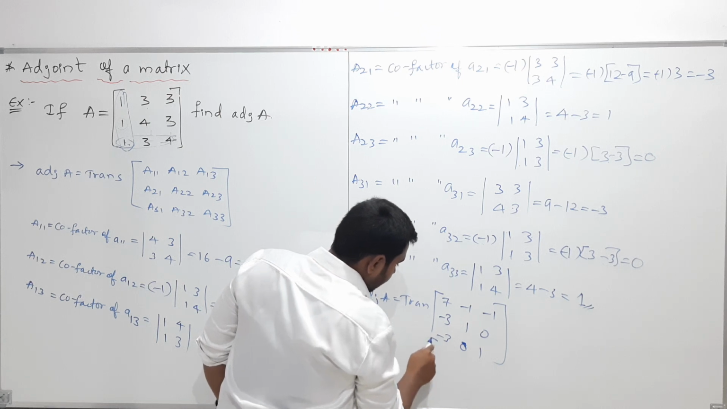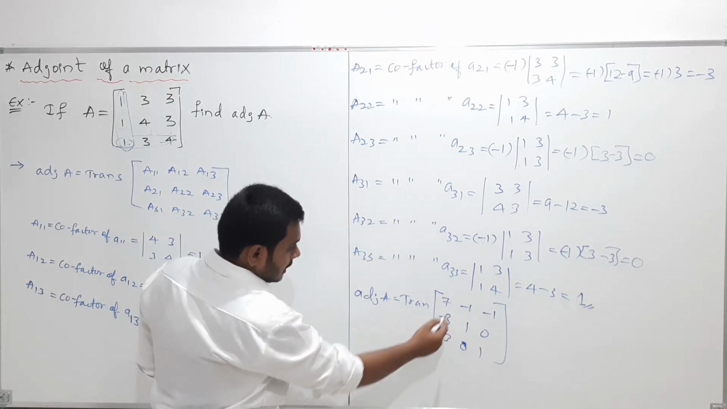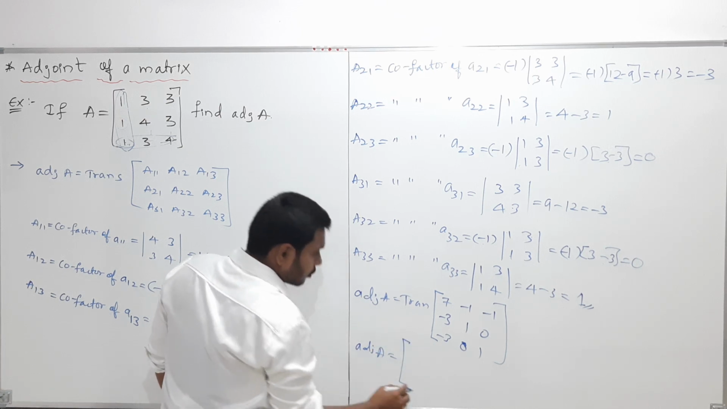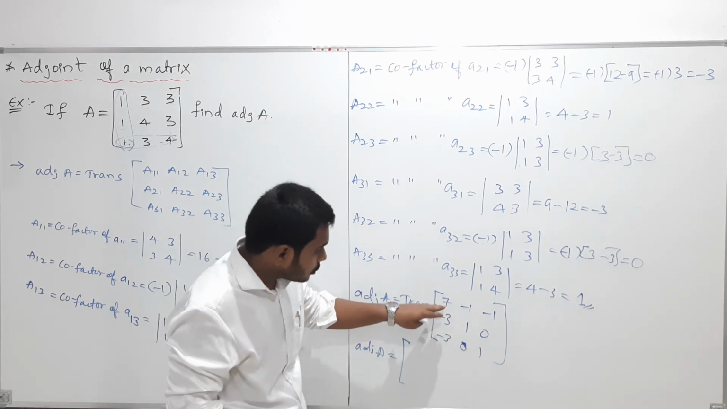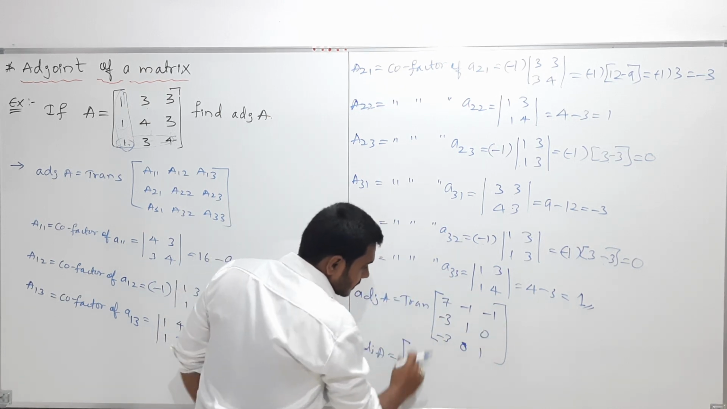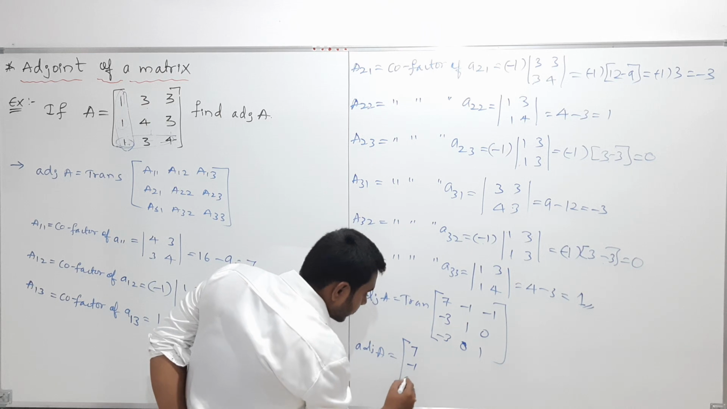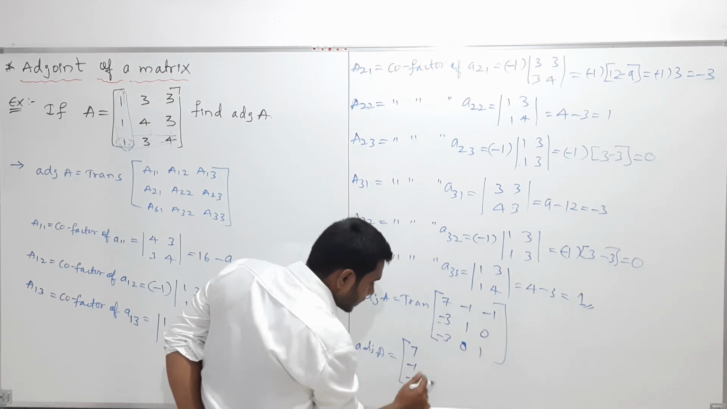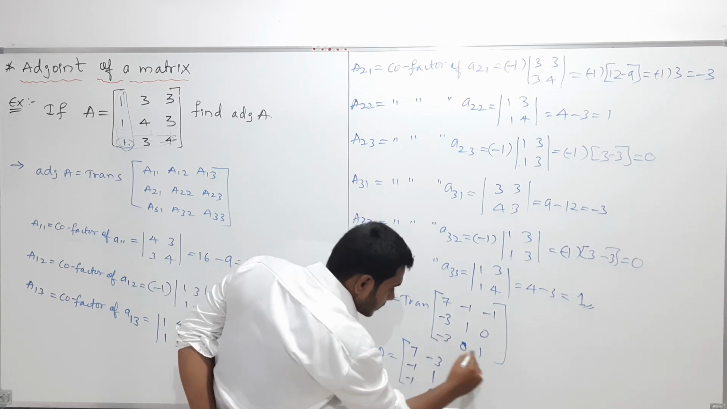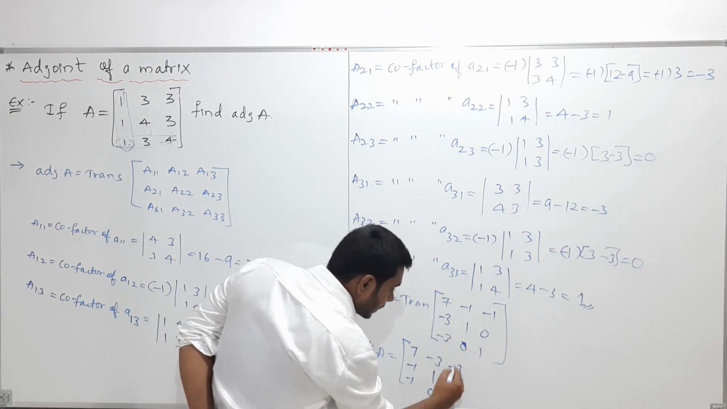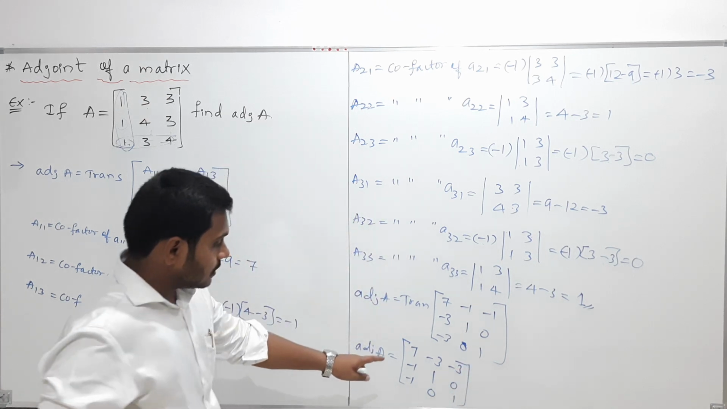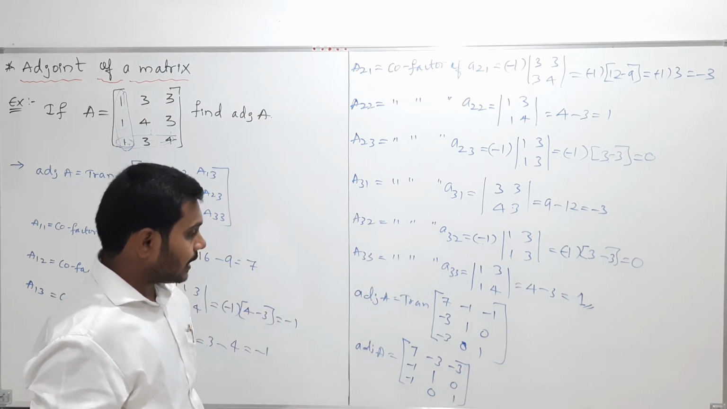So you should take the transpose of this. To take the transpose of this matrix, whatever rows you have, we should write them as columns. So this row I am writing as a column: 7, minus 1, minus 1. And this row I am writing as a column: minus 3, 1, 0. And this third row I am writing as the third column: minus 3, 0, 1. So this is your required answer.